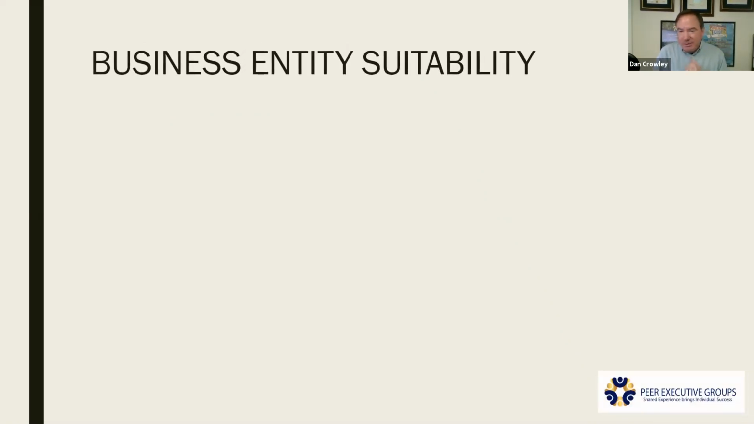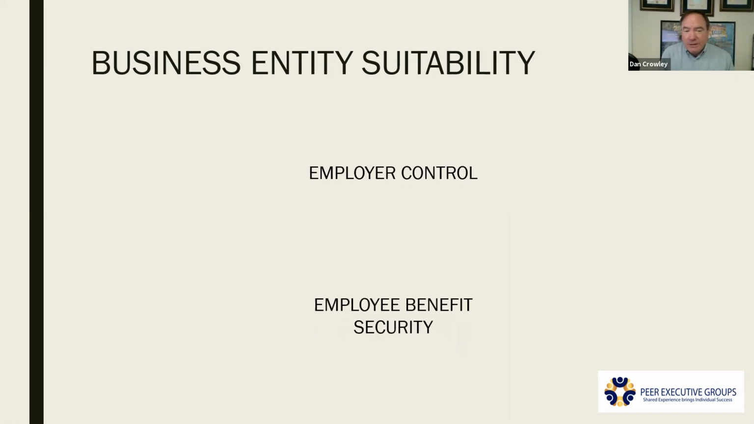Now we're going to talk about business entity suitability. This concept is very important going forward, because we need to know what is the culture of your business, what is your predisposition as a business owner, what will work in your business, right? There are two elements of business entity suitability that we talk about when we meet with you to talk about these types of plans. One is employer control, and the other one is employee benefit security. Those are different things. One obviously is you, the owner. If you're an employee, you're thinking in terms of, what's my benefit and how secure is that benefit? Those are two opposite ends of a spectrum that we're going to talk about.